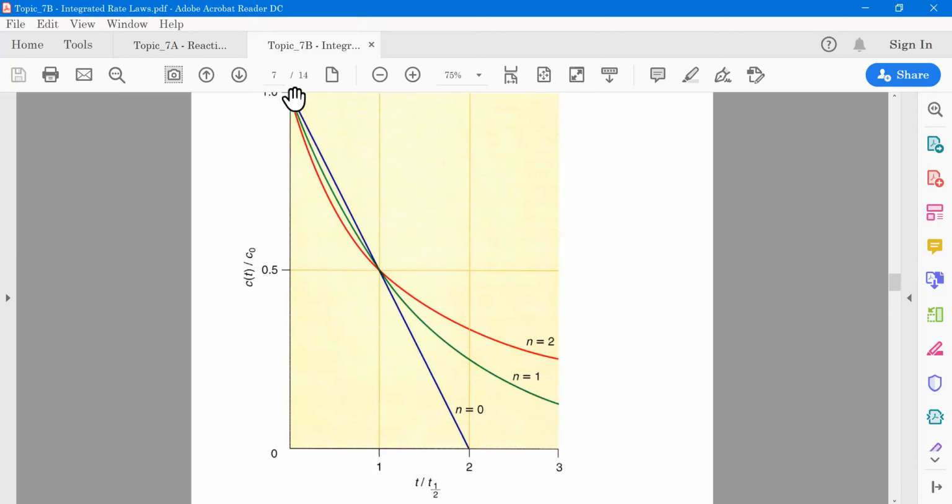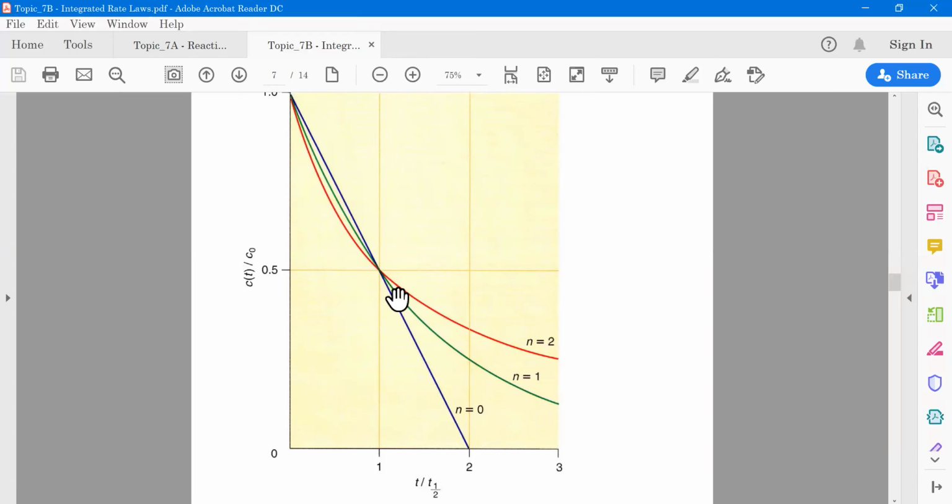So for a zero order reaction, what you see is a straight line, because as we said, the reaction rate does not depend on the concentration, but of course, the amount of reactant remaining does depend on the time. And so it simply goes down linearly with increasing time. First and second order reactions give curved lines like this. And we'll see some more examples of that in a minute.